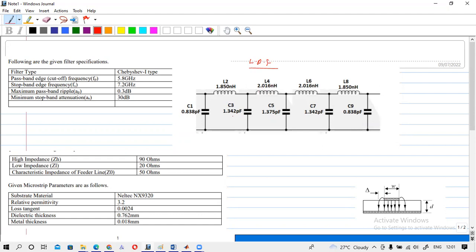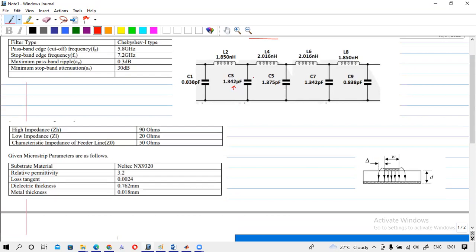And I have approximated this capacitance and inductance value to the third decimal point. But if you are doing this calculation by hand using a calculator, you can approximate up to two decimal points. That will be okay. So now we are going to implement this ladder circuit.